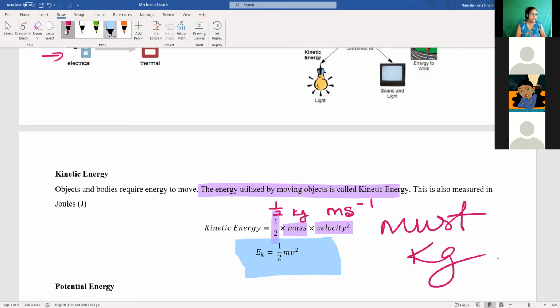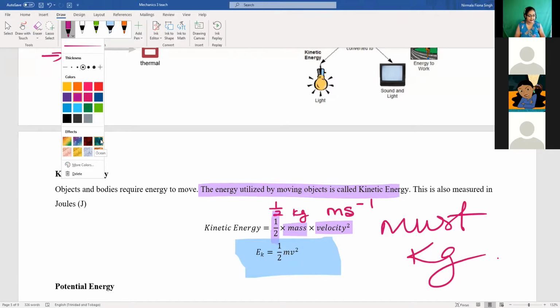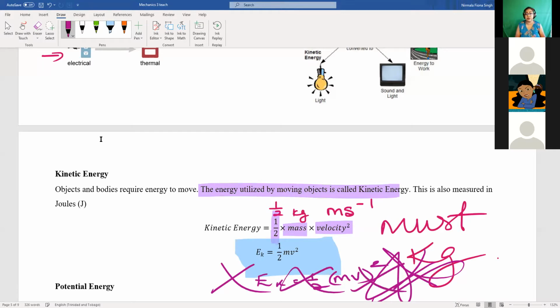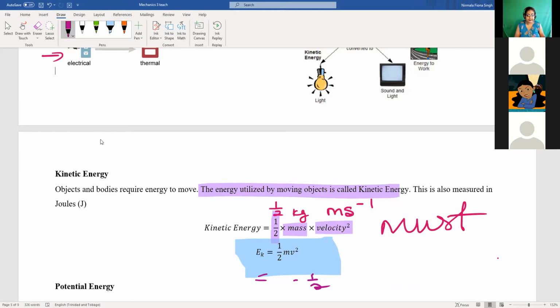Please, guys and gals, I have seen people do this piece of nonsense. They went and did E_K is equal to half and they went and did this. Don't do that. Please, don't do that. The v is the only thing being squared in this topic. So it's a half mv squared. Very easy equation to remember and a very easy equation to utilize.